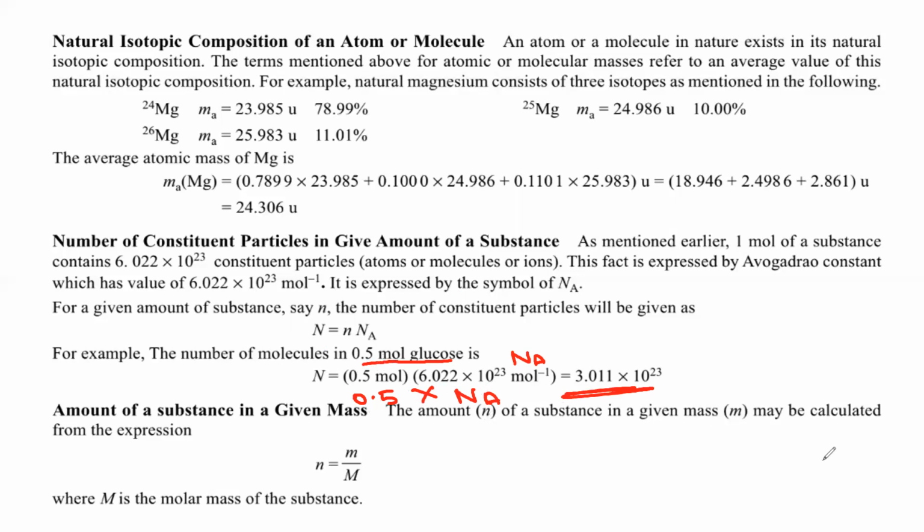Next, the amount of substance in a given mass. The amount of substance in a given mass may be calculated from the expression n is equal to given mass by molecular weight. Very, very important. Here, n is equal to given weight by molecular weight. So for example, in 1 mole of a substance, given weight by molecular weight, you can calculate. Next.